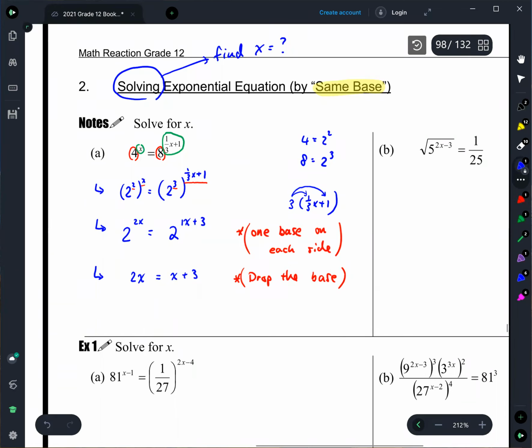Once you get here, once the bases are gone, you just solve for x. You can move the x over, right? So you get x equal to 3. So that's your answer.